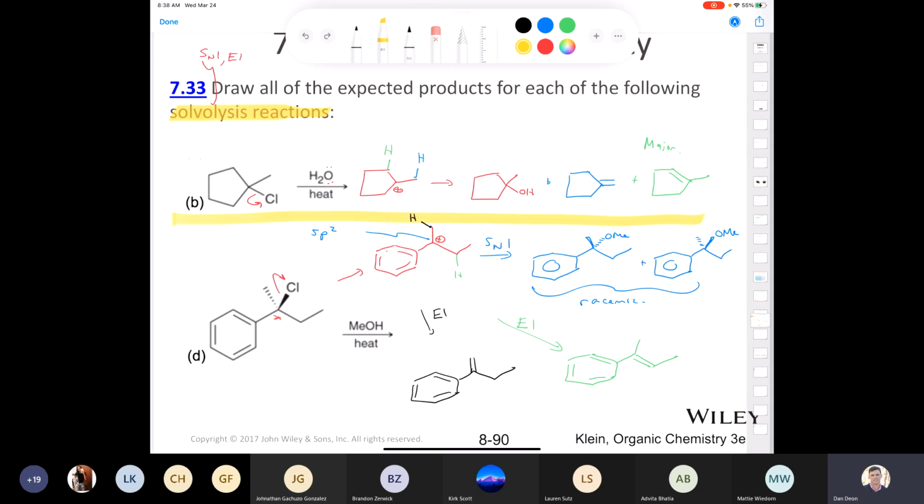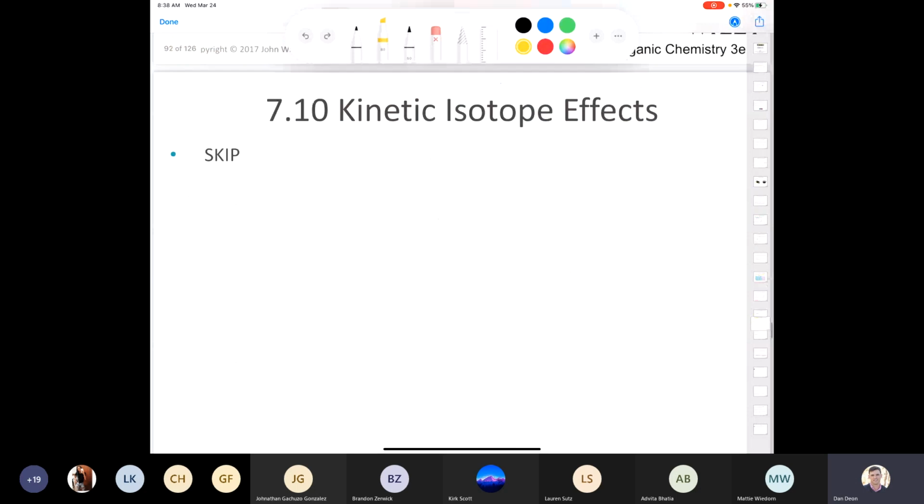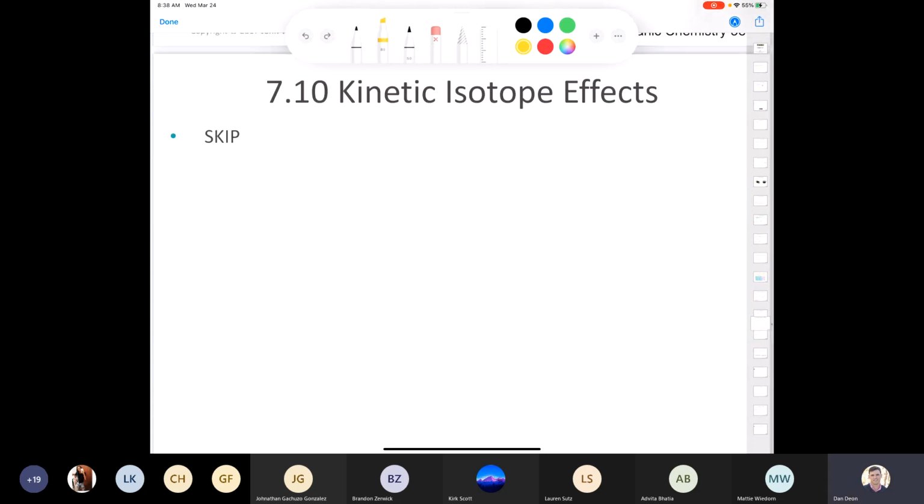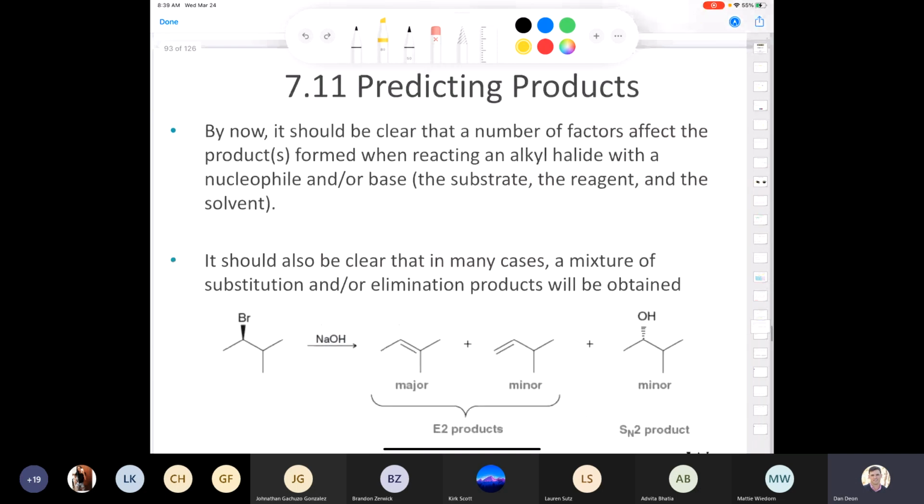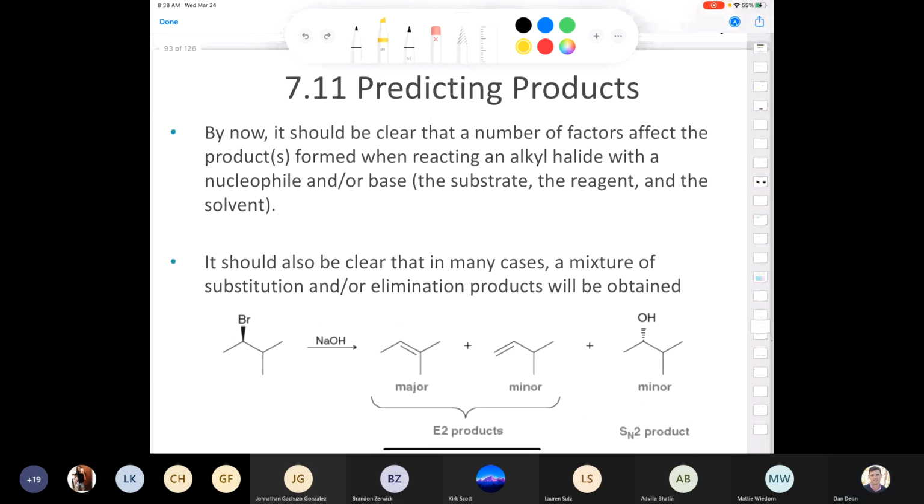All right, let's move on from there. We're going to move on. Section 7.10. I can cover that pretty quickly because we're skipping it. So we're going to skip section 7.10. I'm not going to ask you anything about that. But 7.11 is probably the most important section in this entire chapter. It's what I would say is the most important section.